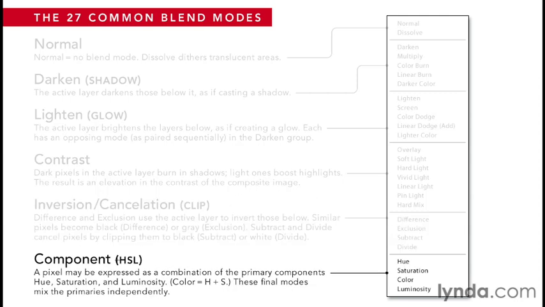Finally, we have the component or so-called HSL modes. A pixel, that is, the color of a pixel, can be expressed as a combination of the primary components hue, saturation, and luminosity. Now, color is a combination of hue and saturation mixed together. And I mention that because if you look at the modes, we have hue and saturation and then luminosity down here at the bottom. Color, as I say, is a combination of the 2 above it. These final modes, that is hue all the way down through luminosity, mix the primaries independently in order to achieve different effects.